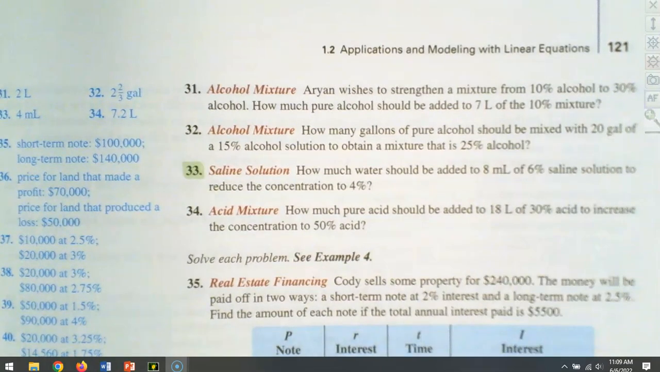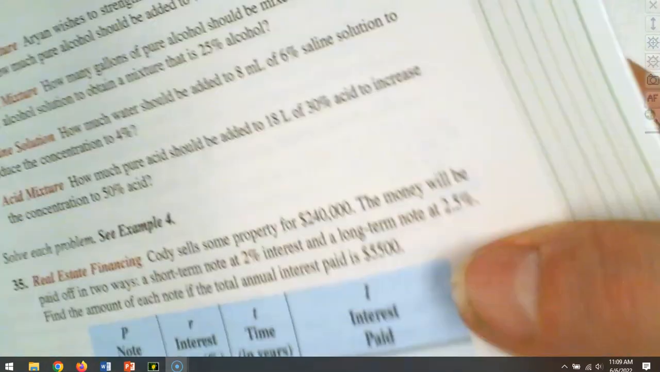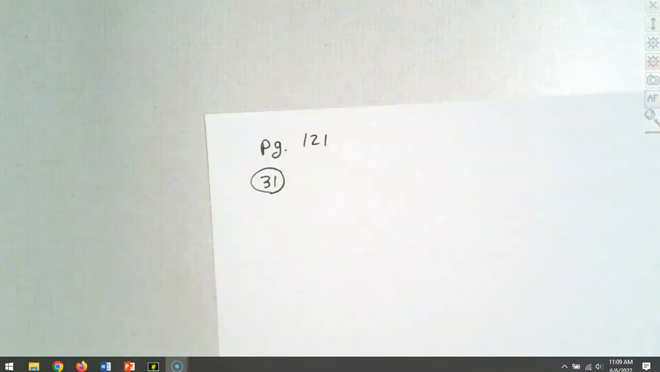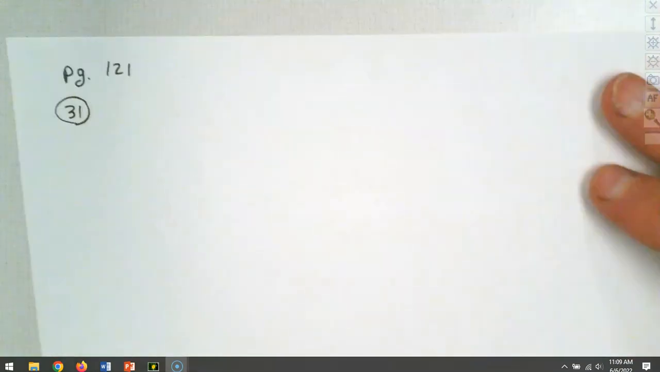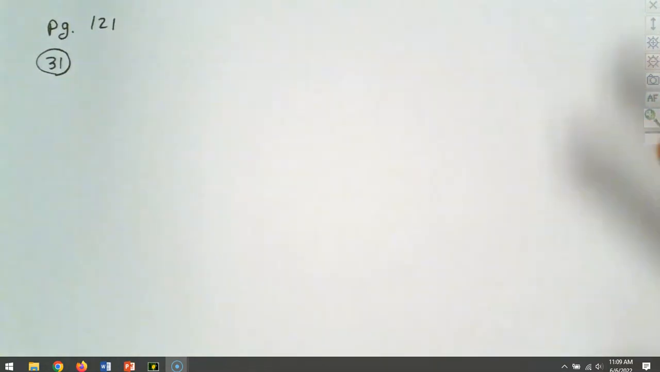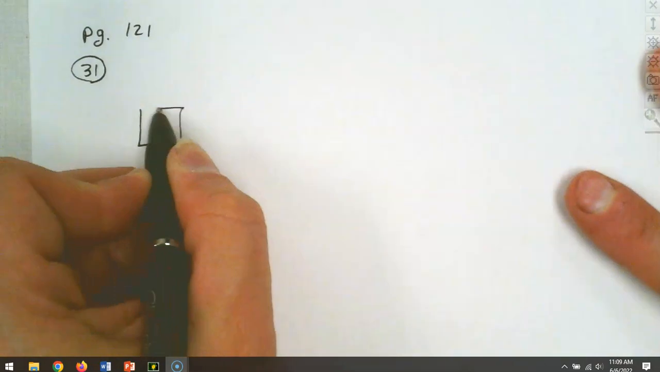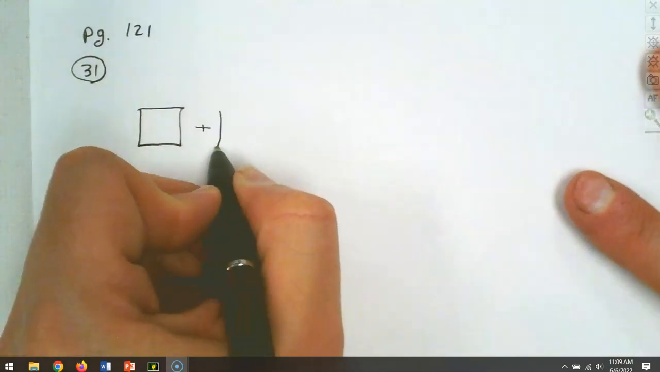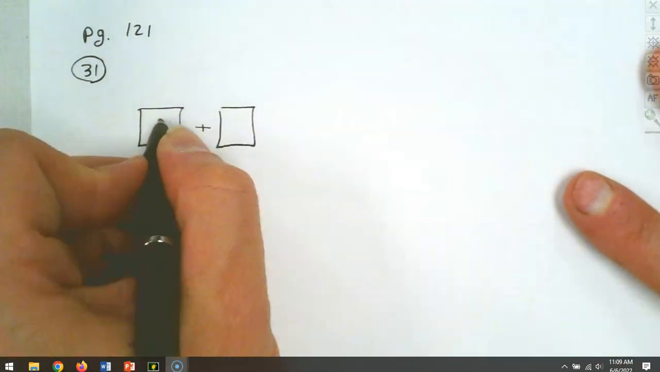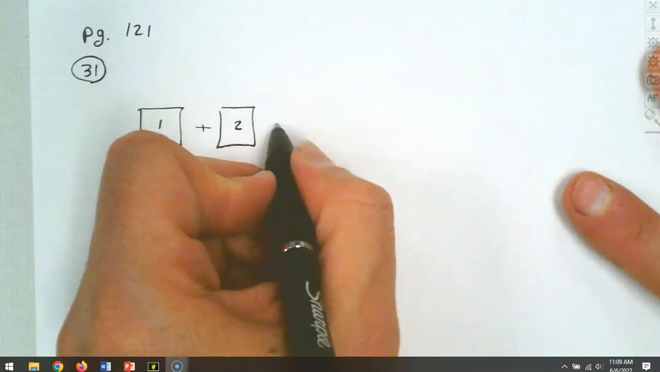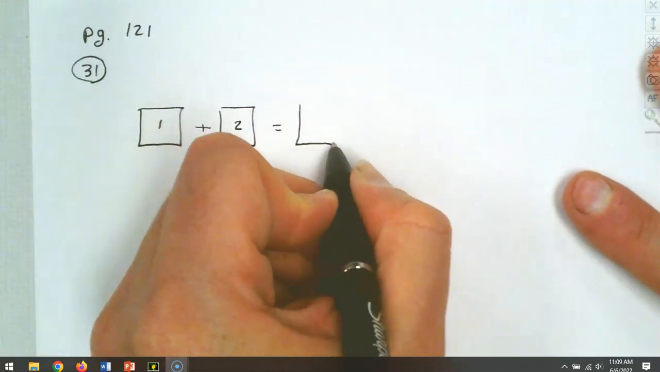So first thing I want to do is I want to draw my boxes. And these boxes are going to represent the different containers. So this is the way I do these. And I think it's about the easiest way to do them. I want 3 boxes, and these boxes are going to mix together. So we've got box 1 plus box 2 equals box 3.